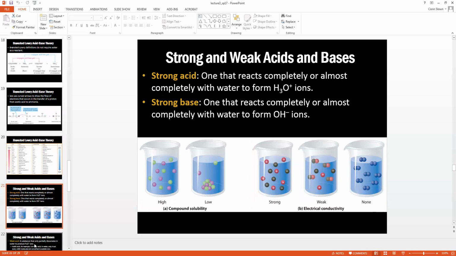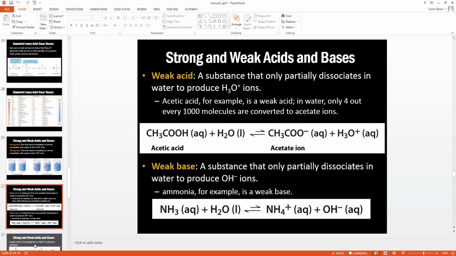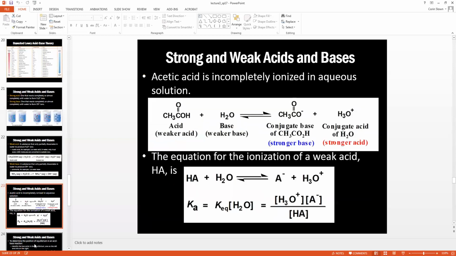So a strong acid is one that reacts completely or almost completely with water to form hydronium ions, whereas a strong base is one that reacts completely or almost completely with water to form hydroxide ions. Weak acids are substances that only partially dissociate in water to produce hydronium ions. For example, acetic acid is a weak acid. In water, only 4 out of every 1,000 molecules of acetic acid are converted to acetate ions. Likewise, a weak base is a substance that only partially dissociates in water to produce hydroxide ions. Ammonia, for example, is a weak base.